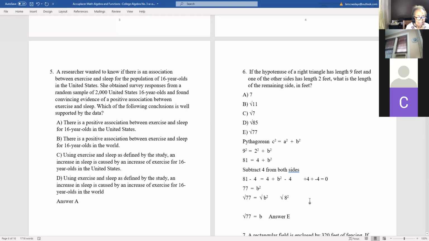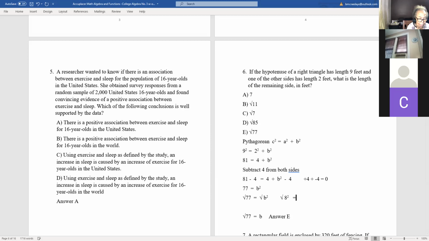Oh, the base. We call it the base. Yeah, 8 to the second power is 64. The square root of 64 is 8. I'm just pointing out here, when you take the square root of a square, you just get back the variable, the number. The square root of b squared is b. The square root of 8 squared is 8.